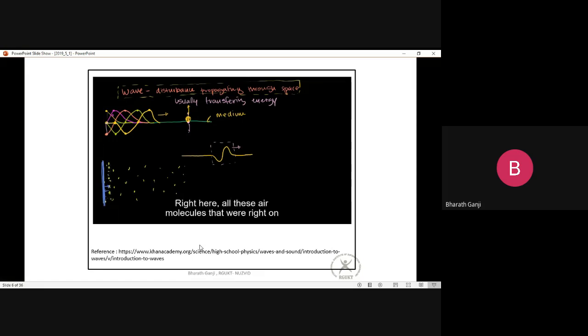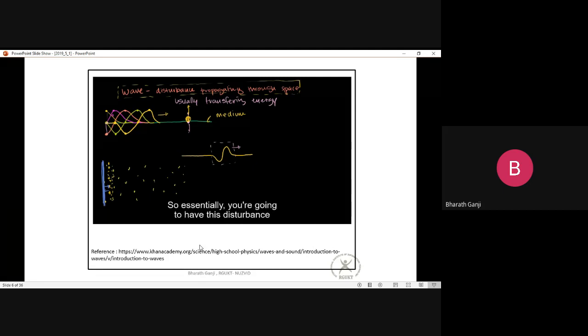Right here, all of these air molecules that were right on the surface are going to get pushed next to all of these air molecules that are right there. And then when the membrane goes back, you're going to have fewer air molecules here because you're going to have a low density here. And then these guys, they're all squished up together. They're going to want to get away from each other. They might even run into each other. And so these guys are going to run into those guys who are going to run into the next guys, and so on and so forth. And after these guys bump into those guys, they're going to go back to where they were.